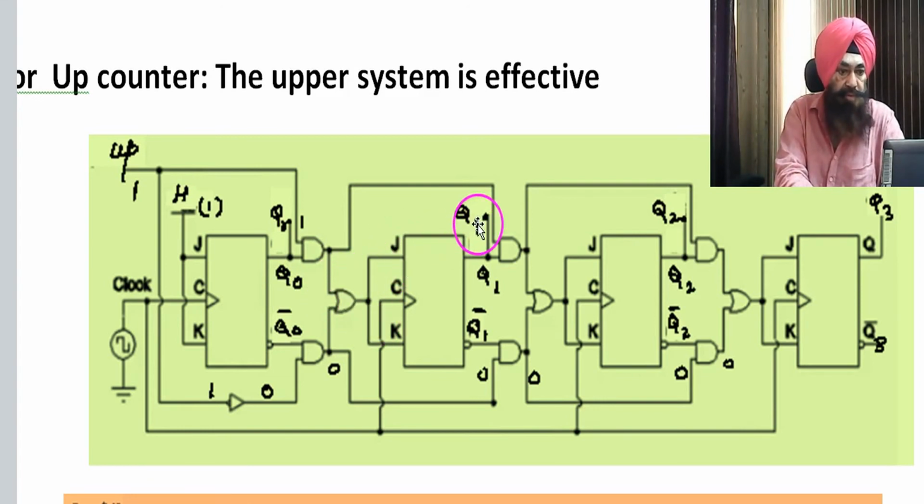So if Q1 is high, and this is also high, if this is high, given to the AND gate will give high. That high will pass to the OR gate and apply it to the JK. So this is the upper system, how it is effective, and the counter acts as the up counter.